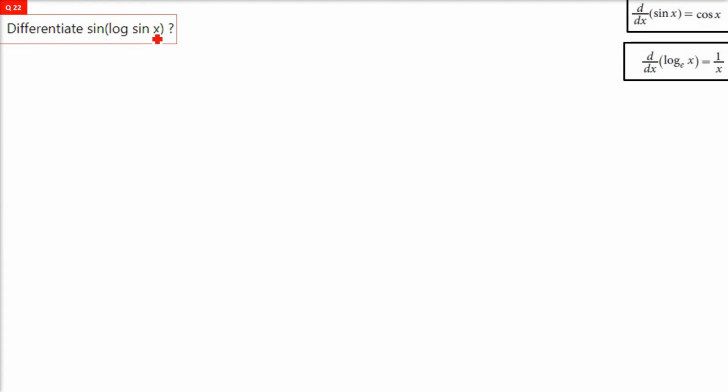Differentiate sine of log sin x. Sin x, the differentiation is cos x. Log x, the differentiation is 1 by x. So y equals sine of whatever is inside, call it z for now. So dy by dz, the derivative of sine, will be cos, so cos log sin x it will be. And then the differentiation of log sin x.